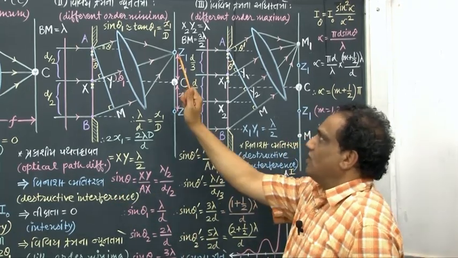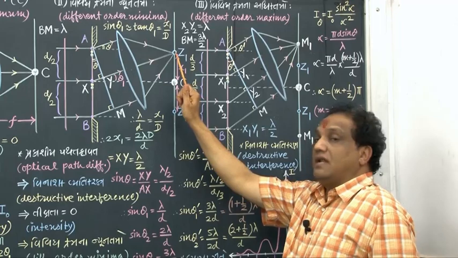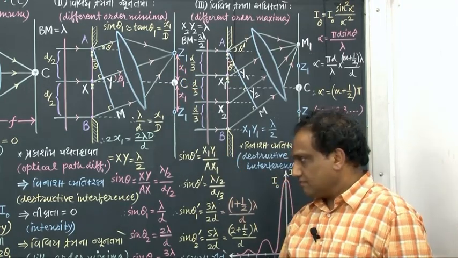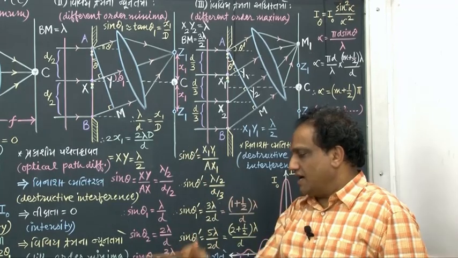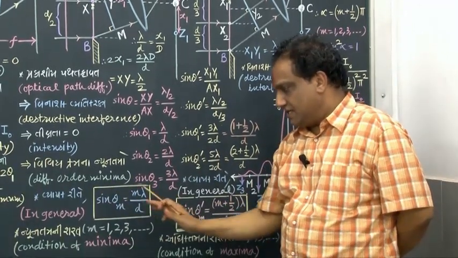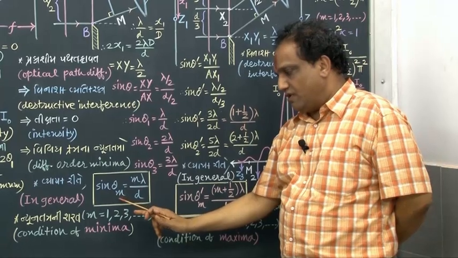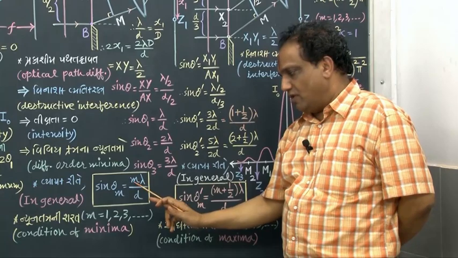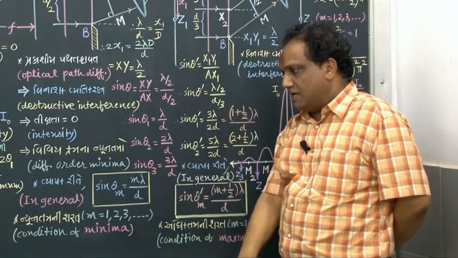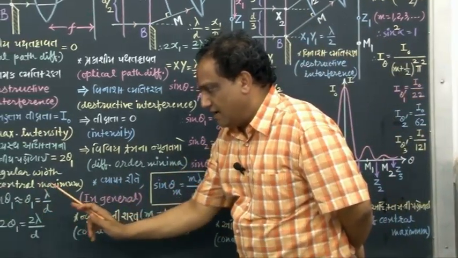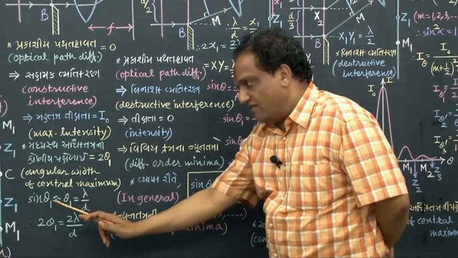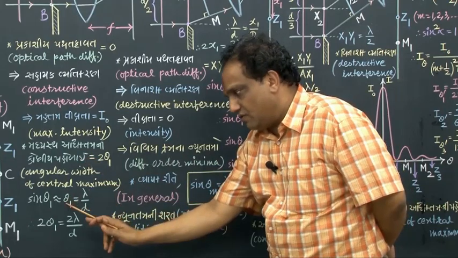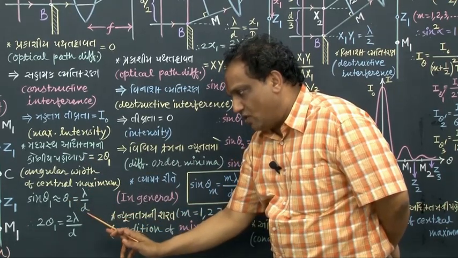Because this is first order minimum, let me find out sin theta 1. Apply condition of minimum, and put m equal to 1. Then sin theta 1 will be equal to lambda upon d. When you put m equal to 1, it gives you lambda upon d. So sin theta 1 is lambda upon d. And if angle of diffraction is very small, then sin theta 1 is nearly equal to theta 1. So theta 1 is lambda upon d.